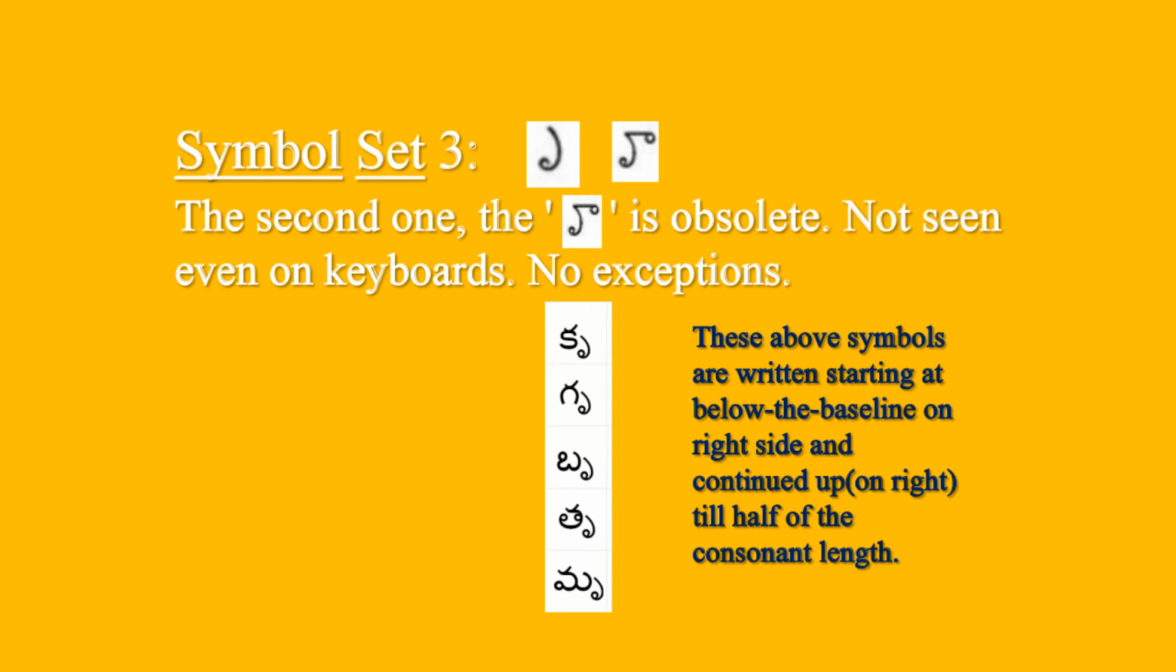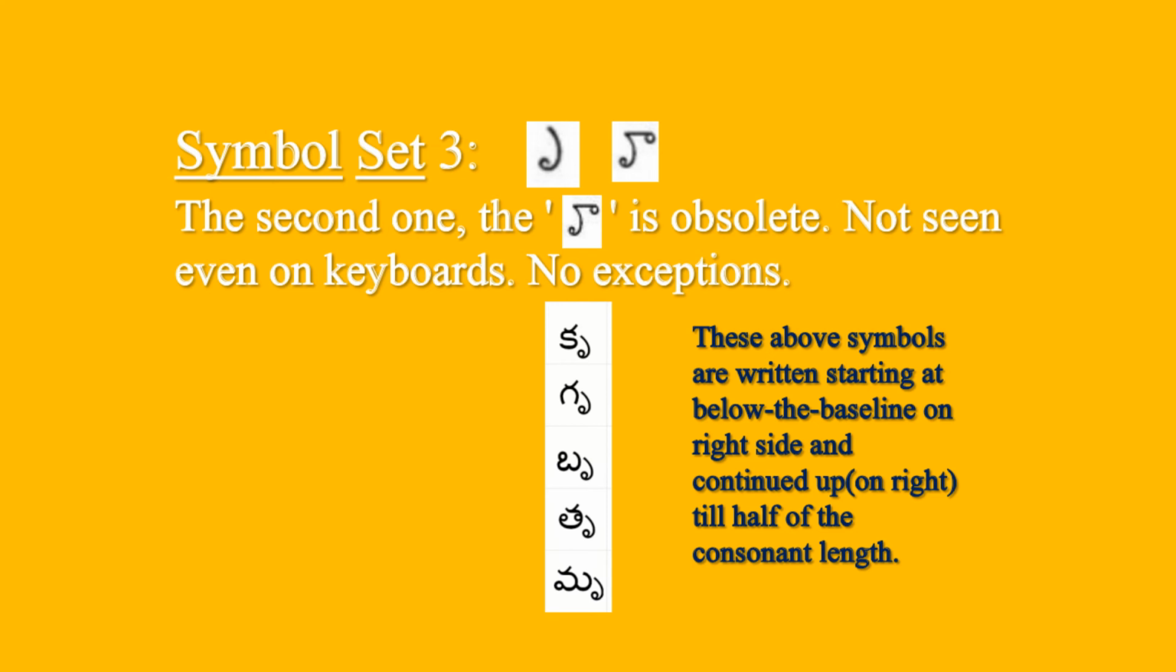And now comes set 3, which are Sudi and Sudi Dirghamu. Now the Sudi Dirghamu is obsolete because the vowel itself, ru, is obsolete, as we have seen. It is not even seen on the keyboards now. So check how Sudi is written.